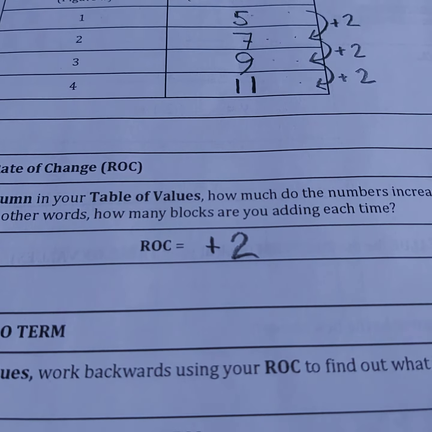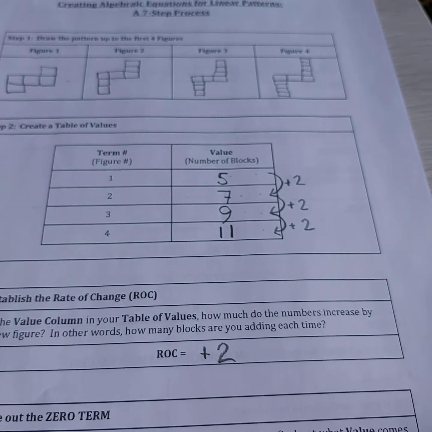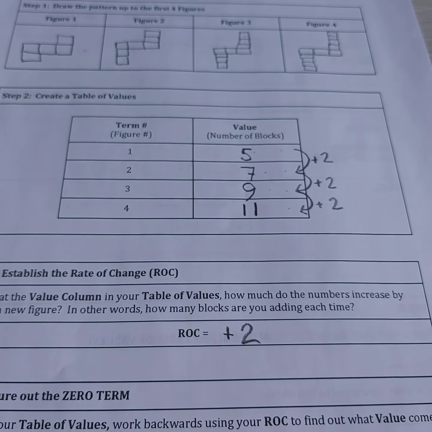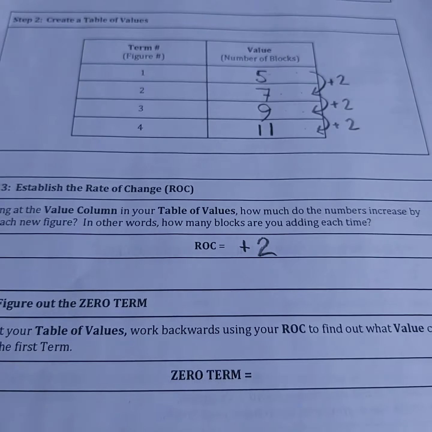Well, that's going to be important because, again, we don't want to draw the 100th figure. Can you imagine if we kept going and drew the 5th and 6th and 7th and so on all the way up to 100? That would be a ton of blocks, and that would take a lot of space to draw that all out. We're looking for a much faster, more efficient way of doing that. That's why we're using algebra.